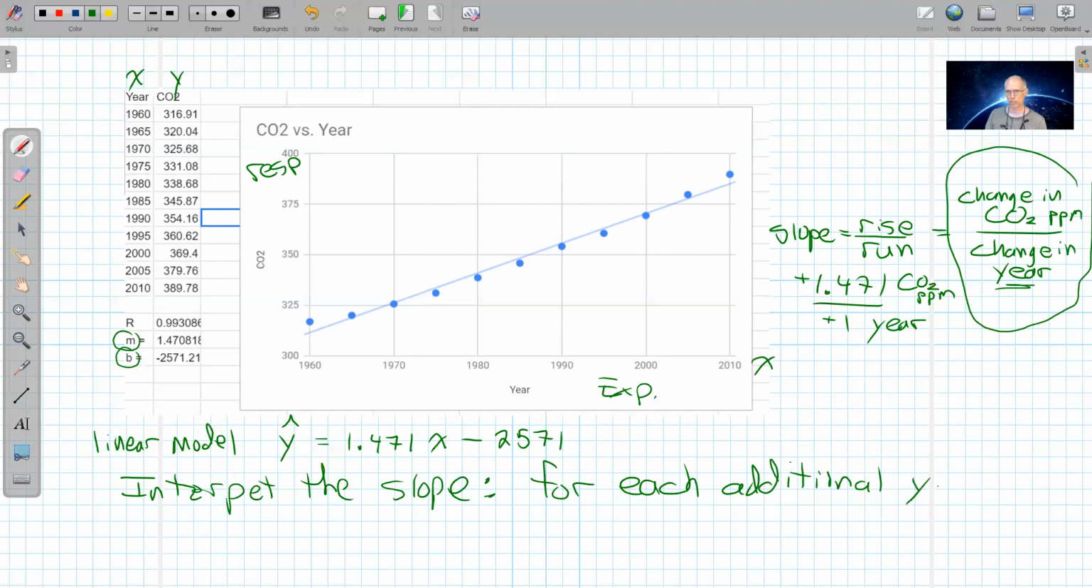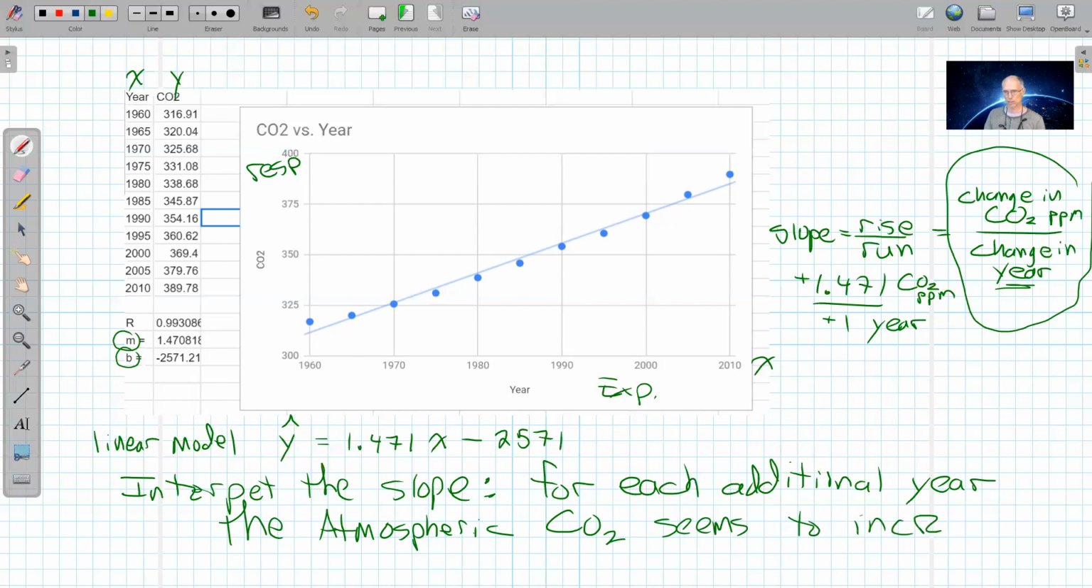So for each additional year, the atmospheric CO2 seems to increase by 1.471 parts per million. And then since this is related to a whole bunch of different points, we usually put on average. So that's what the slope means.